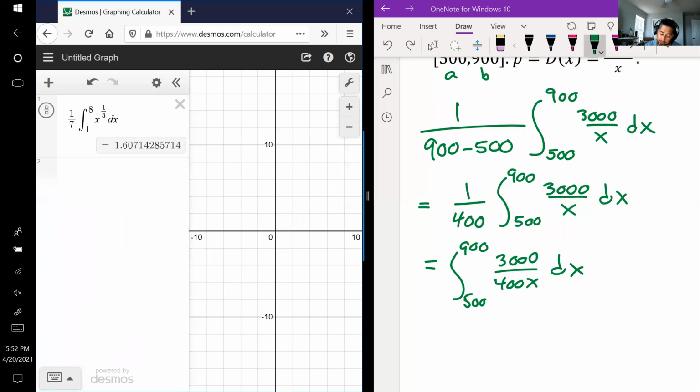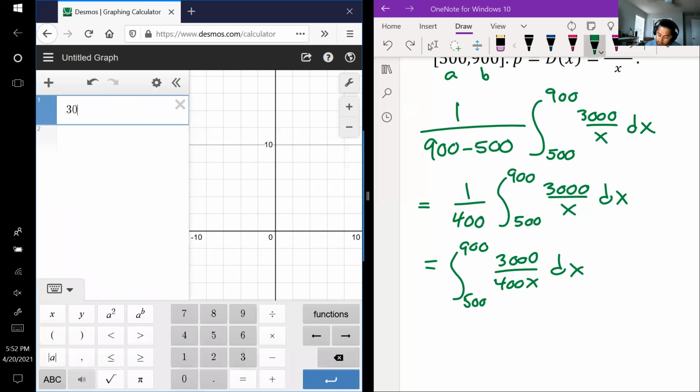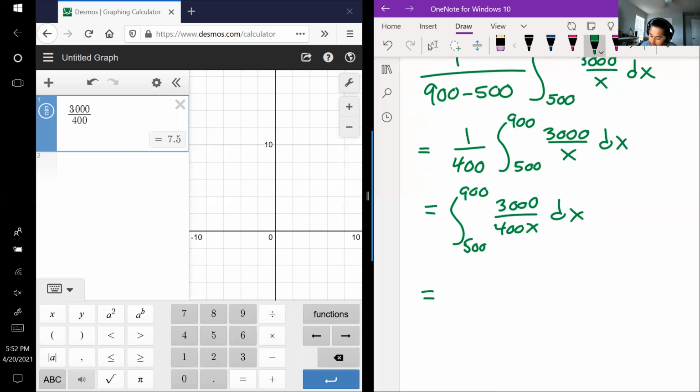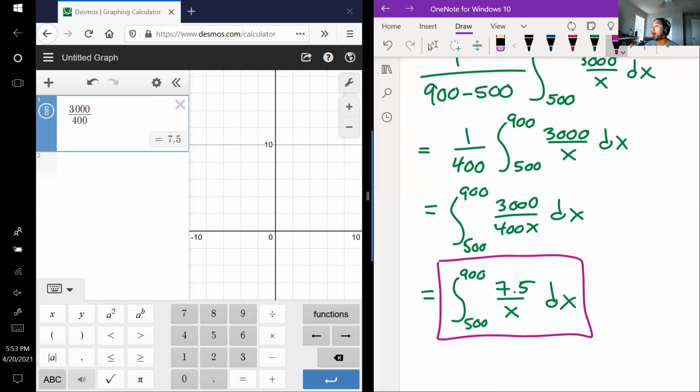So I got a calculator over here on the left side. Why not? 3,000 over 400 leaves me with 7.5. So you'll get the integral from 500 to 900 of 7.5 over x dx. We're not done, but I'm boxing this because on the problem it says set up the integral, and it wants you to type this in exactly.